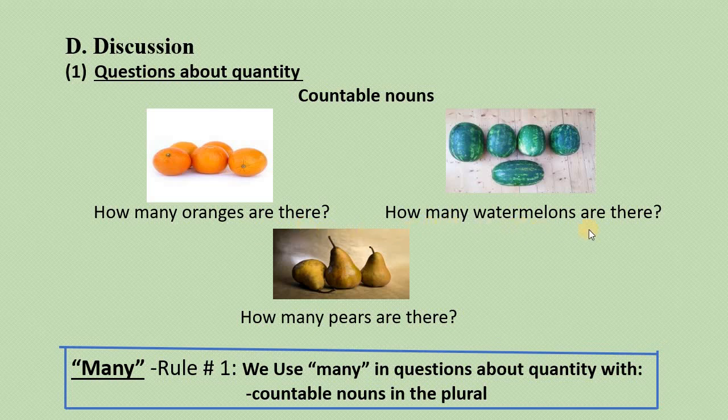How many watermelons are there? How many pears are there? Again guys, we use the expression how many if the noun is plural and ends in S, and also the verb is in the plural form, which is are. So guys, rule number 1 for many. We use many in questions about quantity with countable nouns in the plural.